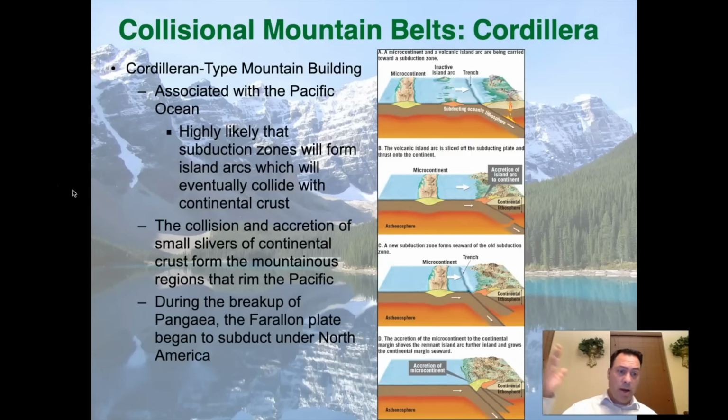In other words, we're going to have these marauding islands, just like what we just described when we were talking about the formation of the Appalachian Mountains, the tectonic orogeny. That this is probably more common than we normally imagine. Just because we don't see it happening exactly today doesn't mean it hasn't happened repeatedly throughout Earth history. And so the collision and accretion of small slivers of continental crust form the mountainous regions that rim the Pacific.